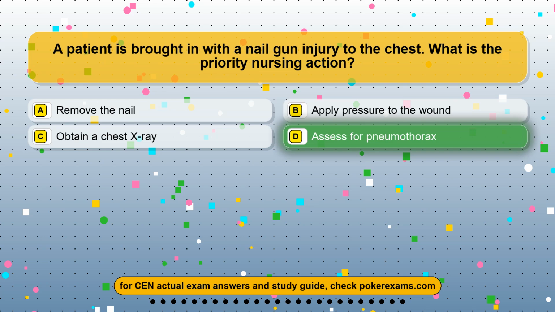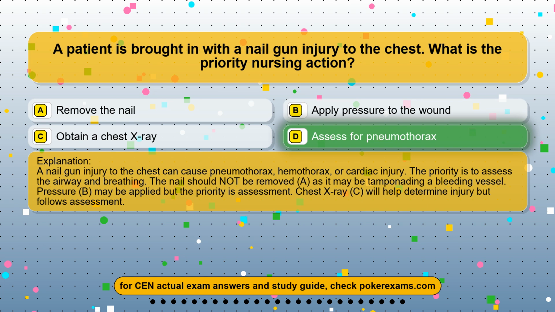The correct answer is option D, assess for pneumothorax. A nail gun injury to the chest can cause pneumothorax, hemothorax, or cardiac injury. The priority is to assess the airway and breathing. The nail should not be removed, A, as it may be tamponading a bleeding vessel. Pressure, B, may be applied but the priority is assessment. Chest X-ray, C, will help determine injury but follows assessment.